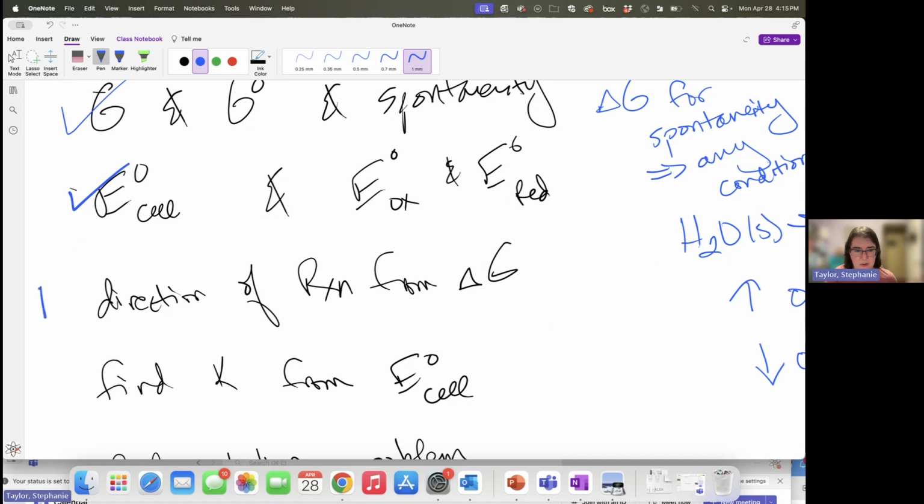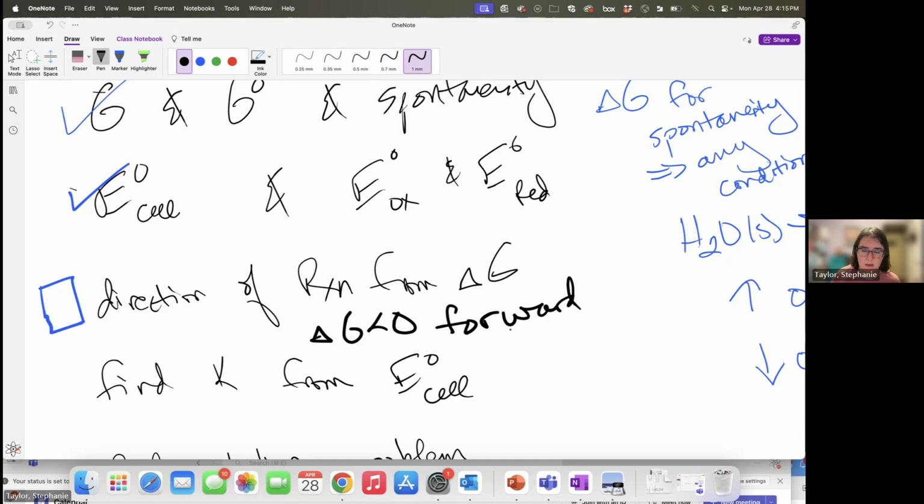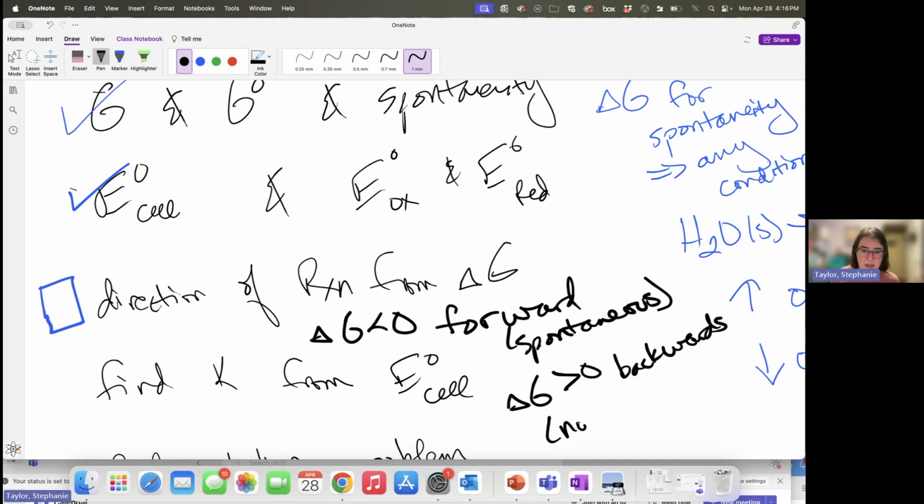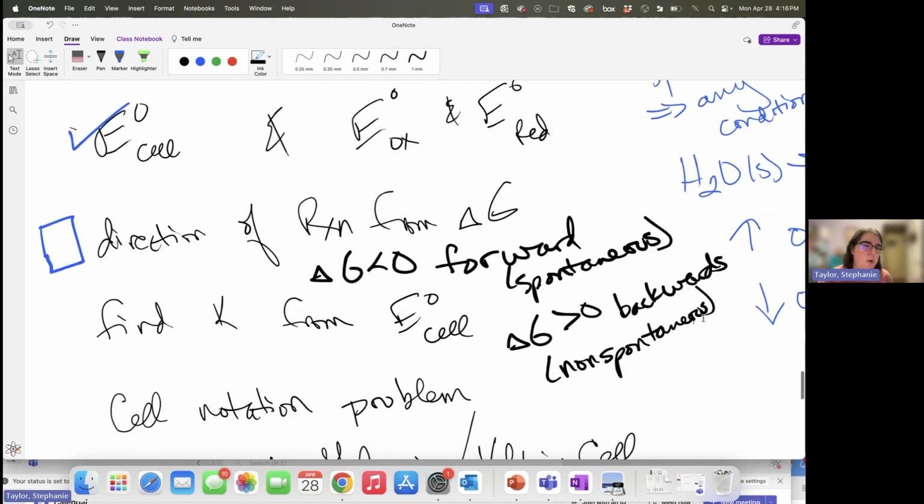I'm going to come back to the direction of the reaction from delta G, because I think what you guys actually want on that one is a calculation question. Otherwise, this is just: if delta G is less than 0, then it goes forward because it's spontaneous. And if delta G is greater than 0, then you assume it goes backwards because it's non-spontaneous. So that's the super short version of that, but I kind of assume you don't want the short version of that.